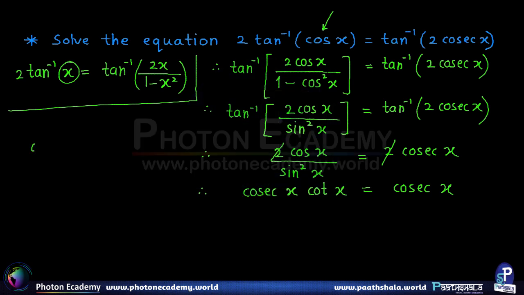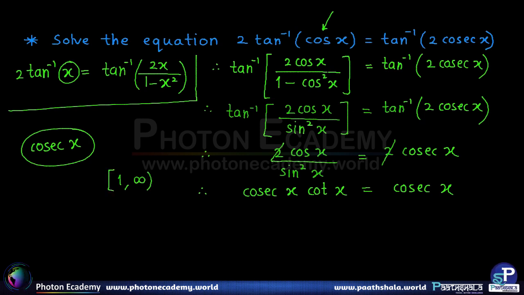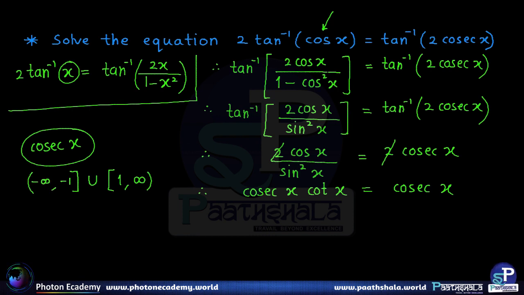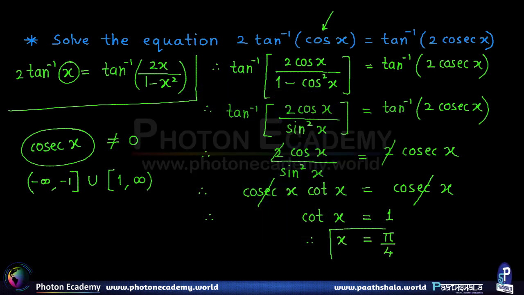Now we know that for the cosec function, the range is that it is either equal to 1 or more than 1, or it is equal to -1 or less than -1. So that's the range of the cosec function. So clearly cosec x will never have the value 0. Since it's guaranteed that cosec x is not 0, we are allowed to cancel cosec x from both sides. So we get cot x equal to 1, and therefore x has to be equal to pi by 4, that is 45 degrees. So that's the required answer.